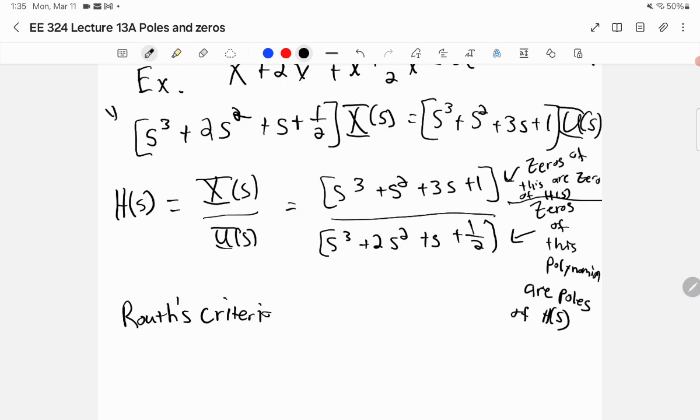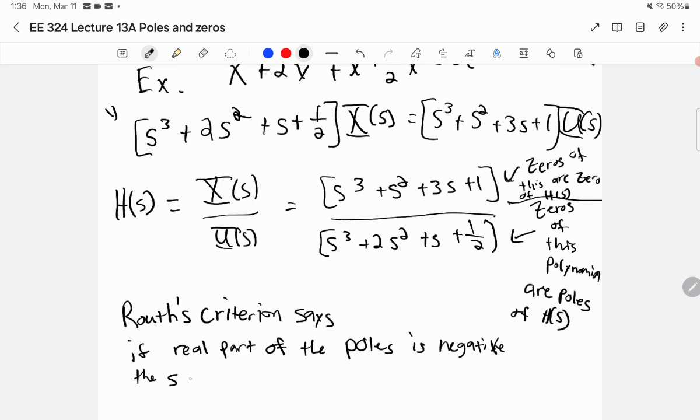And basically, Routh's criterion says if the real part of the poles is negative, the system is stable. So I want us to think about why that is, and we'll do some more thinking about that in a moment. But let's actually see what the poles are.